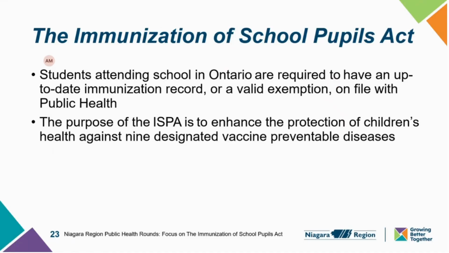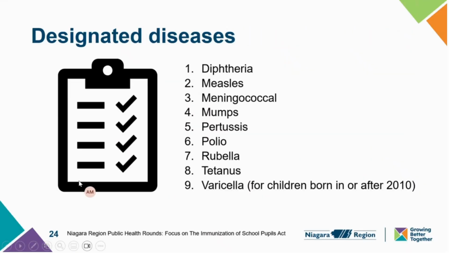So ISPA, or the Immunization of School Pupils Act, is a provincial law which requires that students attending school in Ontario have to have an up-to-date immunization against certain designated diseases or a valid exemption on file with public health. The purpose of the ISPA is to enhance the protection of children's health against 9 designated vaccine-preventable diseases. So the diseases that require a complete immunization record or a valid exemption are listed on the screen there.